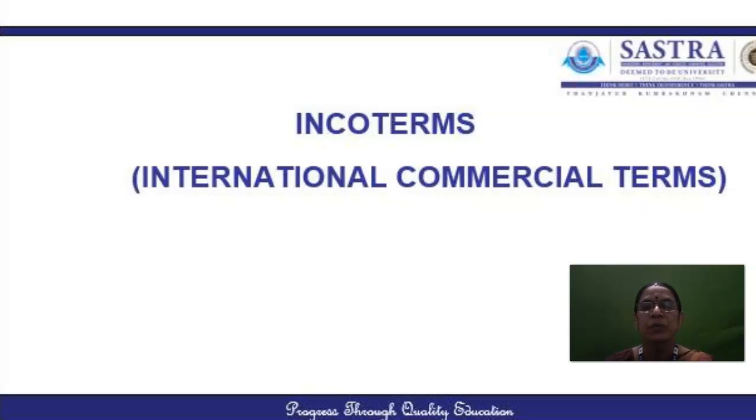Then for the rules of sea and waterway: FAS, free alongside ship, named port of shipment. FOB, free on board, named port of shipment. CFR, cost and freight, named port of destination. CIF, cost, insurance and freight, named port of destination. So these are all the basic terminologies that are used in foreign trade contracts.